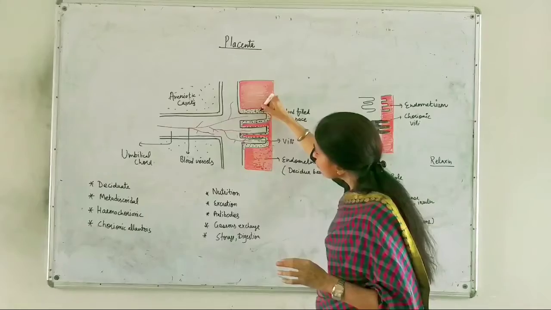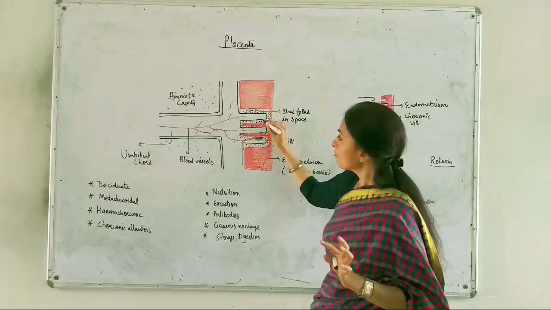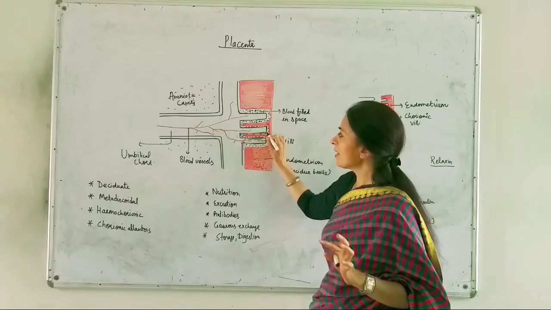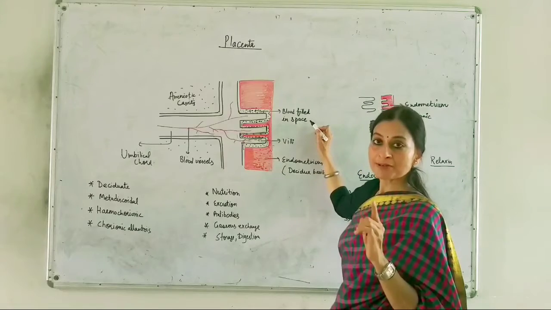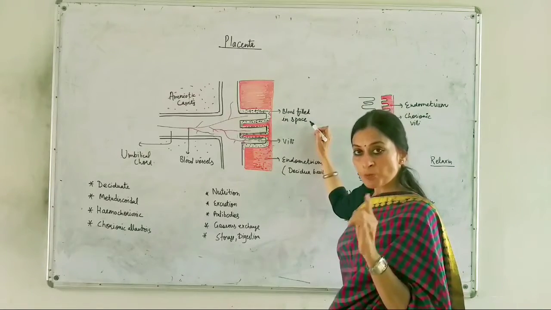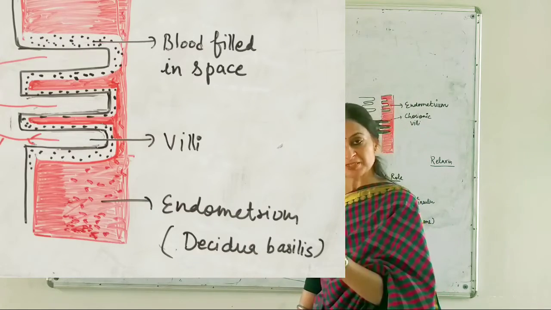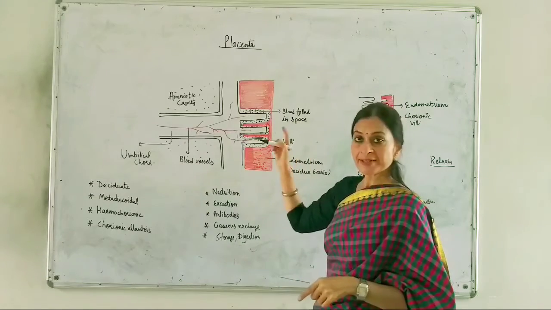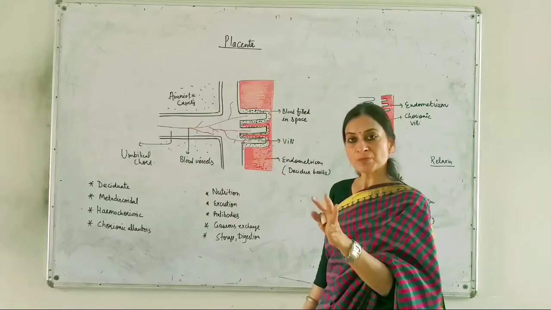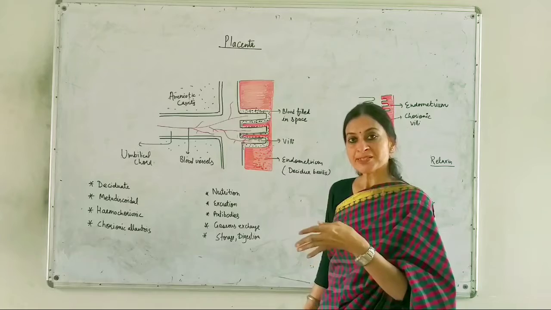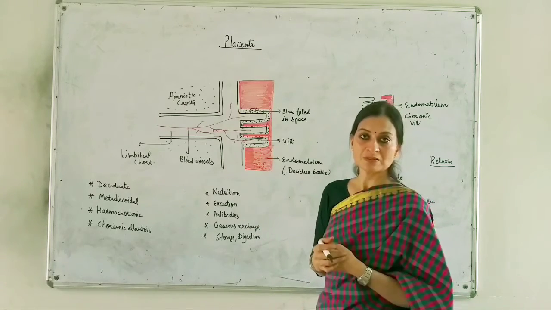I have also shown here that this cavity is not empty, but it is filled up by blood. Here I have shown the blood. These black color dots represent the blood which is filled in the space of the endometrium. How is this space created? This is created because of the chorionic villi. They release some enzyme and make a space in this lining so that they can fit in these spaces.